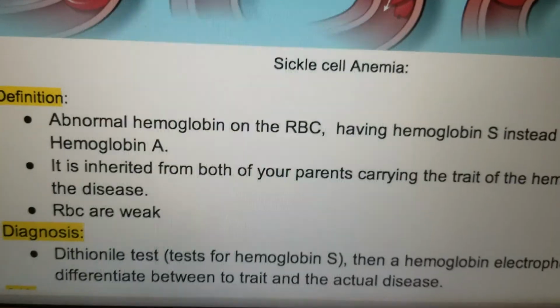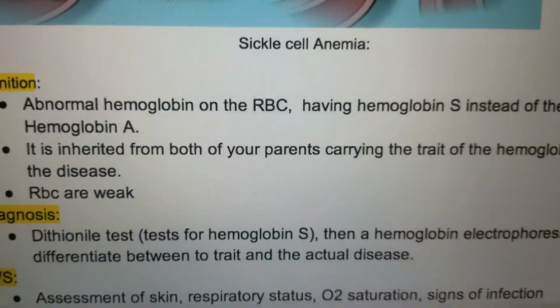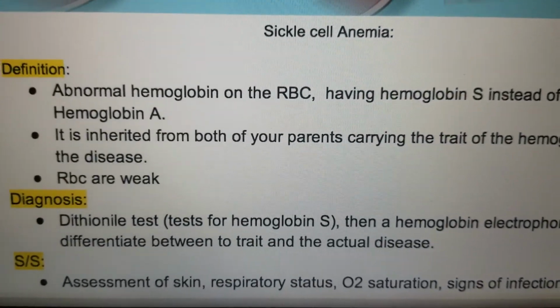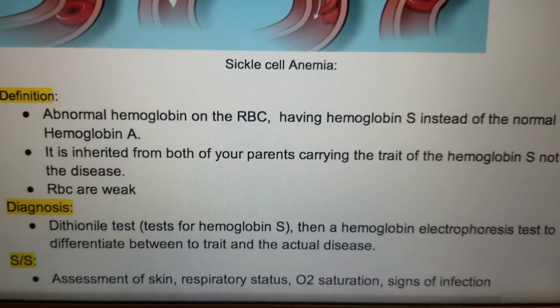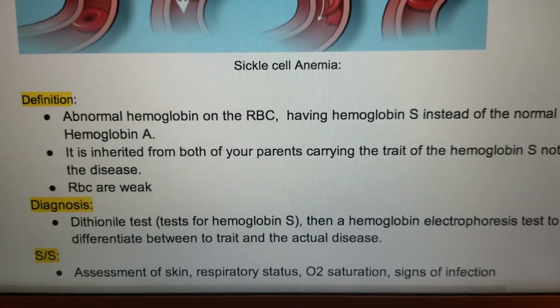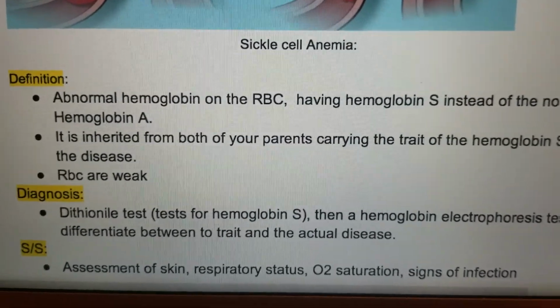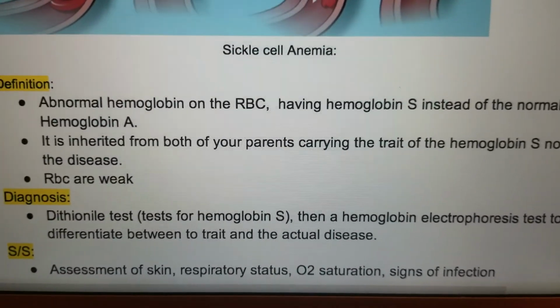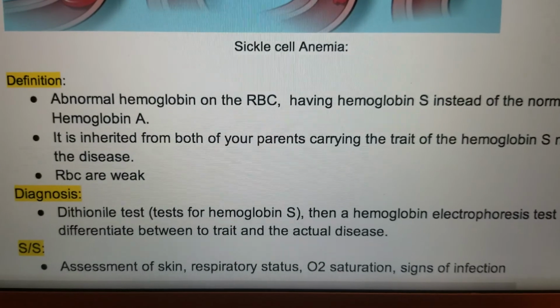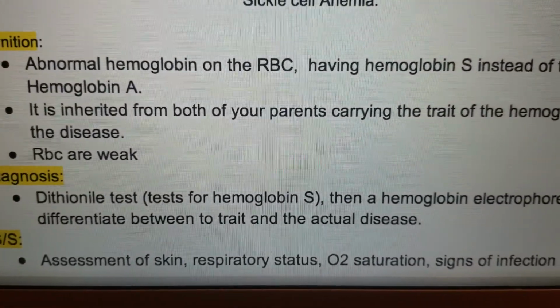So what's the cause of this? It's basically inherited from both of your parents. They carry the traits and not the actual disease. They carry the hemoglobin S trait, and they both pass down those traits to you, and that's why you have the sickle cell anemia. Now, your red blood cells are very weak.